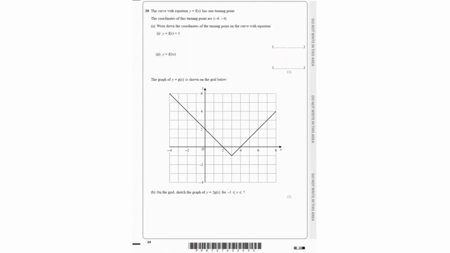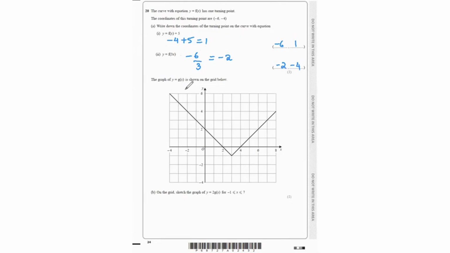Then since the curve with equation y equals f of x has one turning point, the coordinates of this turning point are -6, -4. Write down the coordinates of the turning point on the curve with equation y equals f of x plus 5. So again, we're going to add 5 to the y value. So -4 plus 5, that's +1. X remains the same, y becomes +1. Then y equals f of 3x. So that means we divide the x value by 3. So that's -2, and the y value remains the same.